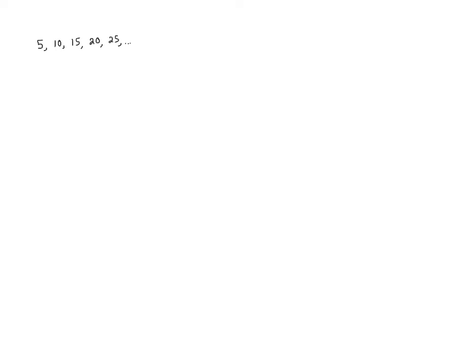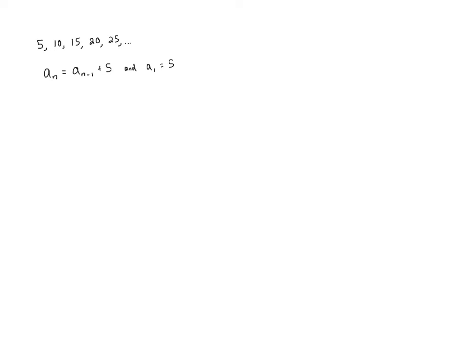20, etc. In this case, we can say that a term can be calculated by taking the previous term and adding 5. So specifically, a sub n comes from the previous term, a sub n minus 1, and then adding 5 to it. However, when we do something like this, we also need a starting term, and so we would also say a sub 1 equals 5.